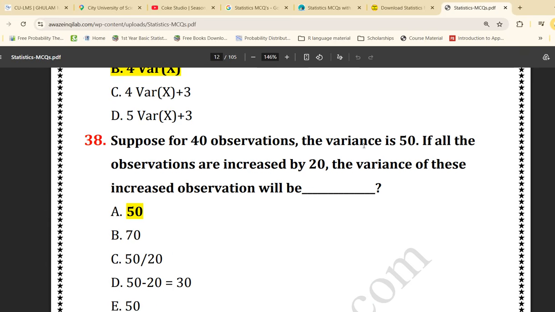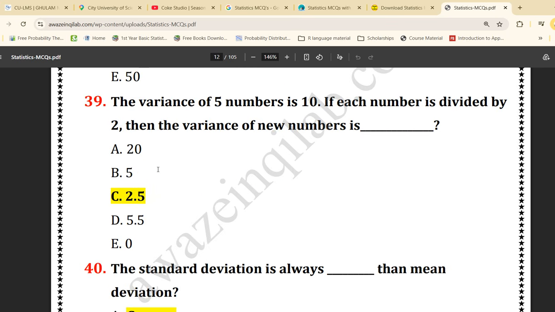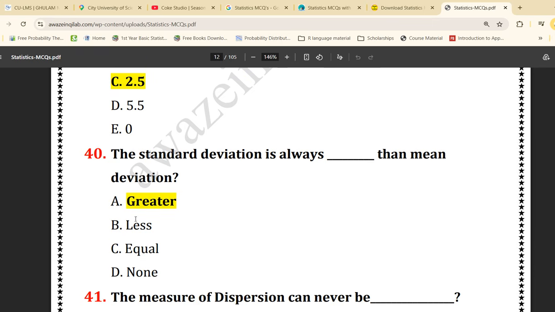Now suppose 40 observations, the variance is 50. If all observations are increased by 20, simply 20 to all observations, there will be no change in the variance. It's exactly the same. The variance of 5 numbers is 10; if each number is divided by 2, it will be what? If this is 10, so that will be 1 by 4. So 10 divided by 4 is equal to this.